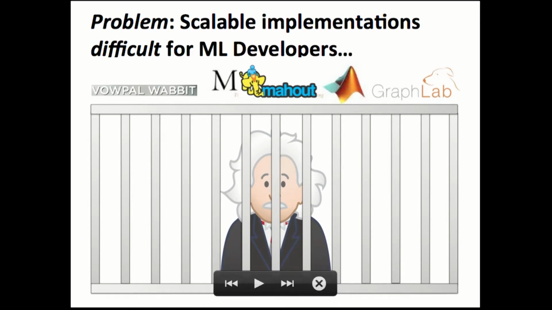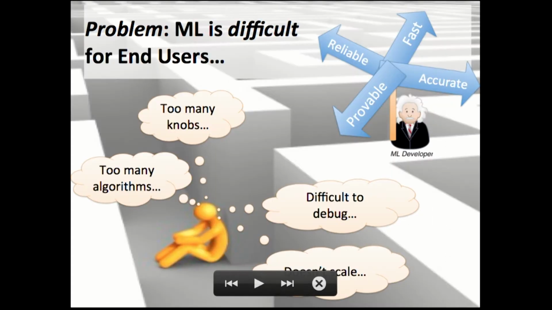There are other open source distributed systems out there for machine learning. And they have their pros, but they're not very extensible, and they're pretty difficult to set up. On the other hand, machine learning can be very difficult for end users. This is a picture of an end user that's stuck in what we call a machine learning maze. Someone who's not an expert in machine learning often finds it very challenging, in that there are many algorithms to choose from, and lots of knobs to tune for each of these algorithms, in the form of different parameters.